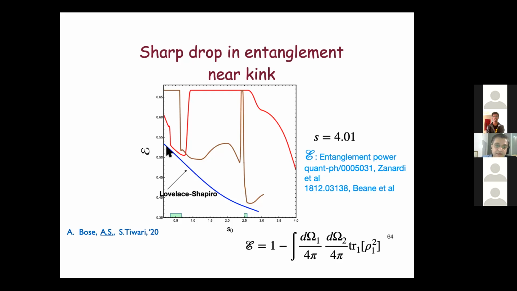And you will find that, again, near the kink, there's a sharp drop in the entanglement power as well. And quite remarkably, even the Lovelace-Shapiro model seems to, near the kink, drop to the Lovelace-Shapiro model value.